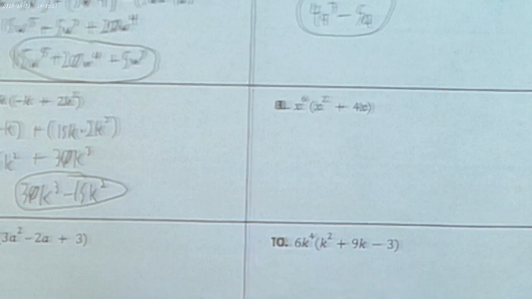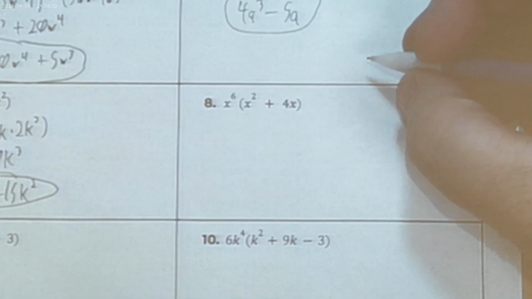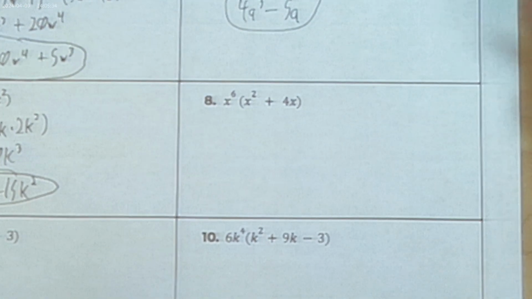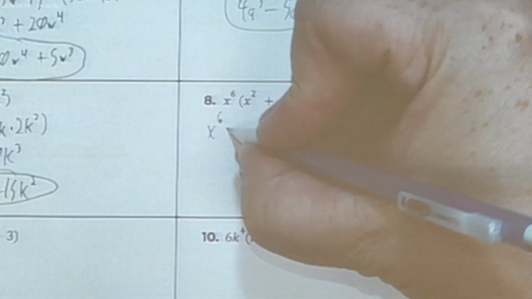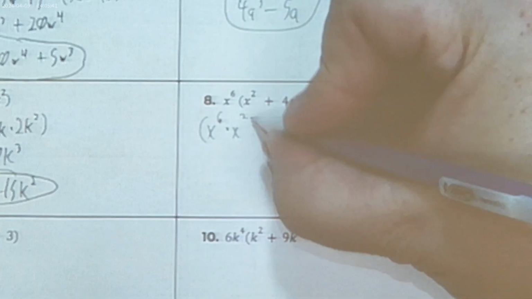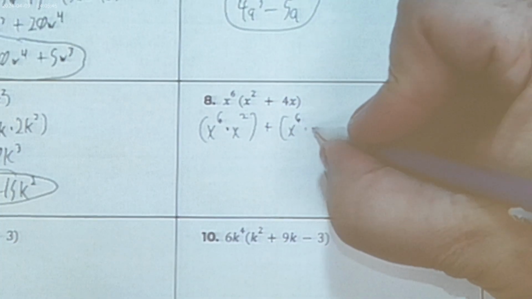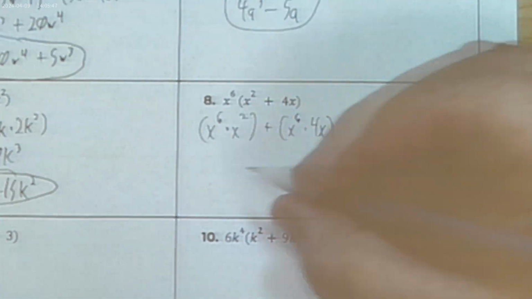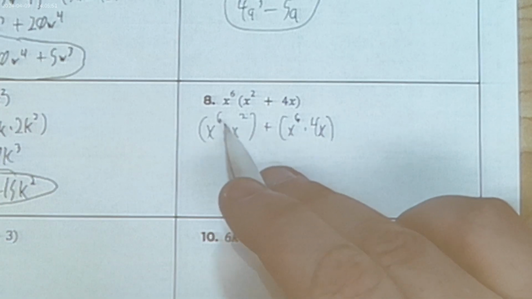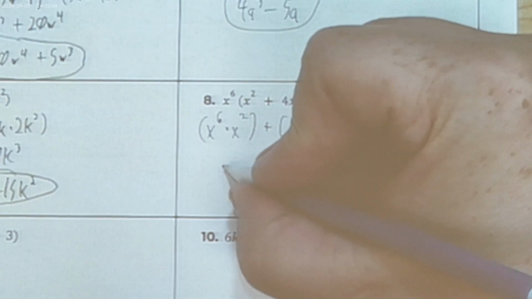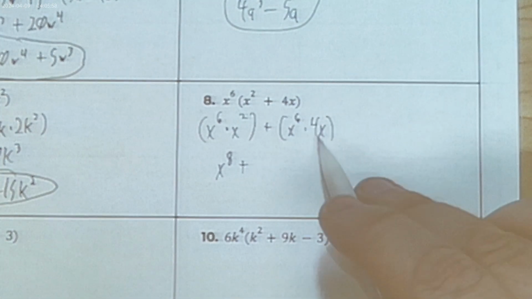Right. So we have this one. We have this one multiplying through here. Again, we're going to set up the distribution. So I've got x to the 6 times x squared plus x to the 6 times 4x. Alrighty. So this is almost literally the product of power rule. So it's going to be 6 plus 2 is x to the 8 plus x to the 6 plus 4x.